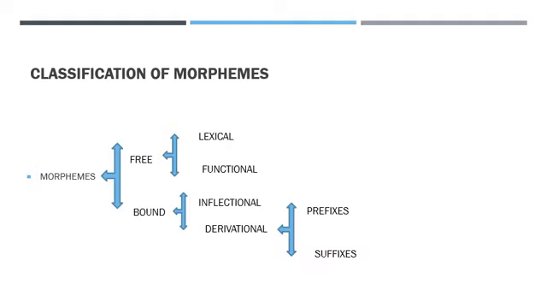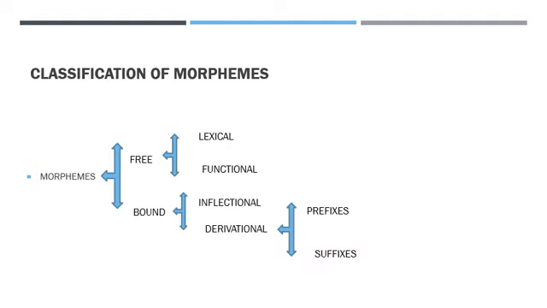Classification of morphemes. Morphemes are classified into two basic forms, which are free morphemes and bound morphemes. And we are going to understand what we mean by free morpheme and bound morpheme. Free morphemes are morphemes that can stand alone by themselves. Bound morphemes can't stand alone by themselves. Therefore, they are attached to other morphemes in order to form words.